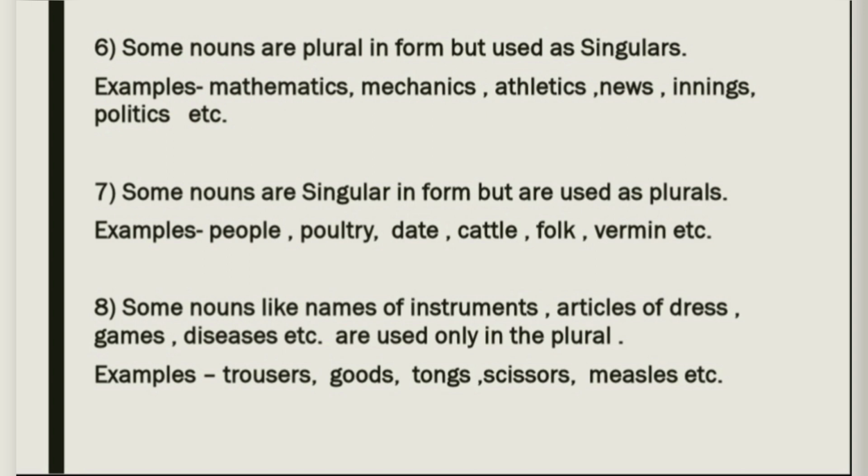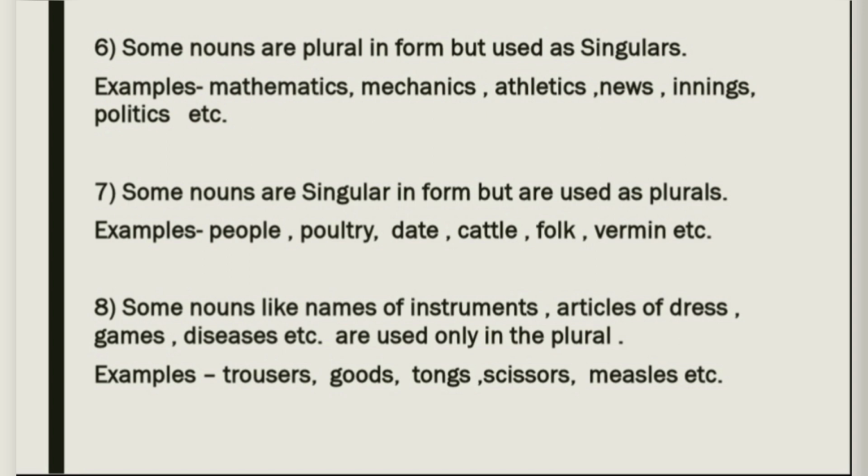Rule number 6 says that some nouns are plural in form. Form means they look like plural but they are used as singular. Their spelling form is basically plural but they are used in the context of singular in meaning. If you see the examples like mathematics, mechanics, athletics, news, innings, politics. So these words end with s and they sound plural but they mean singular.